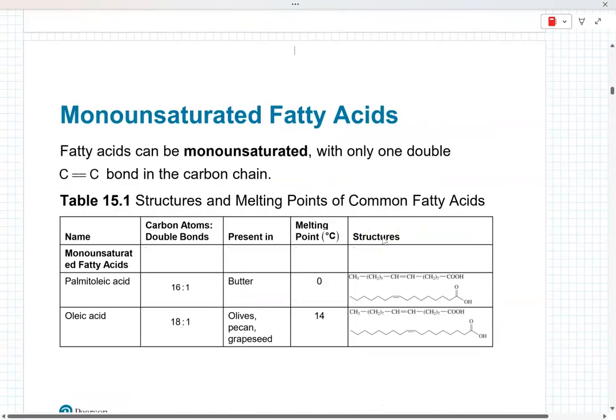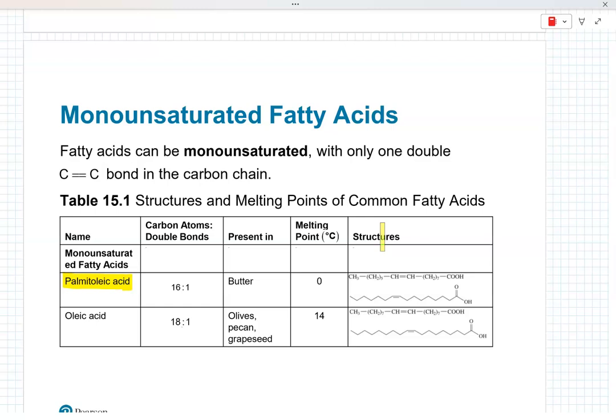So these are a couple of monounsaturated fatty acids. Palmitoleic acid, not really a good example, I'm just going to skip it. So you have one double bond per 16 carbons. But oleic acid can be found in olives and grapeseed. I'm going to highlight these two. Okay, and its melting point is 14 degrees Celsius.